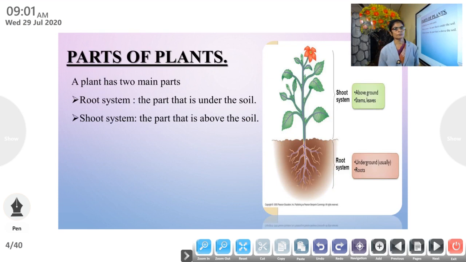Then you studied different parts of plants. That is, a plant has two main parts, root system and shoot system. We know that the root system is the part under the soil. What is the shoot system? It is the part above the soil. All the things you studied in the previous class.